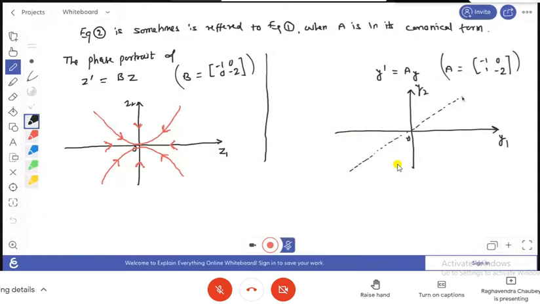So the plane is y1 y2, this is the origin, and here this is a line. That line is y equals x, this is y1 equals y2. Okay, so here the graph of this matrix looks like this. The graph of this non-canonical matrix looks like this, and here it looks like this.